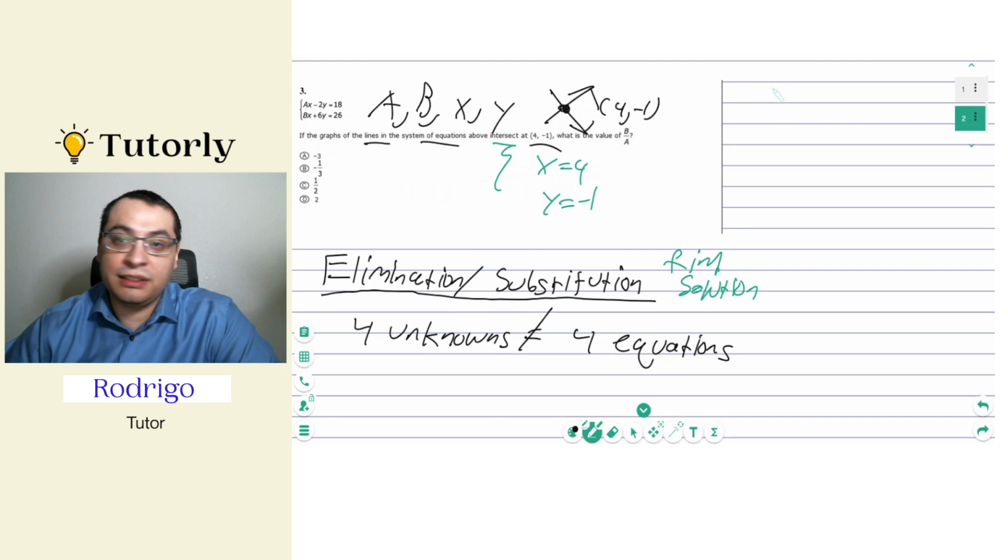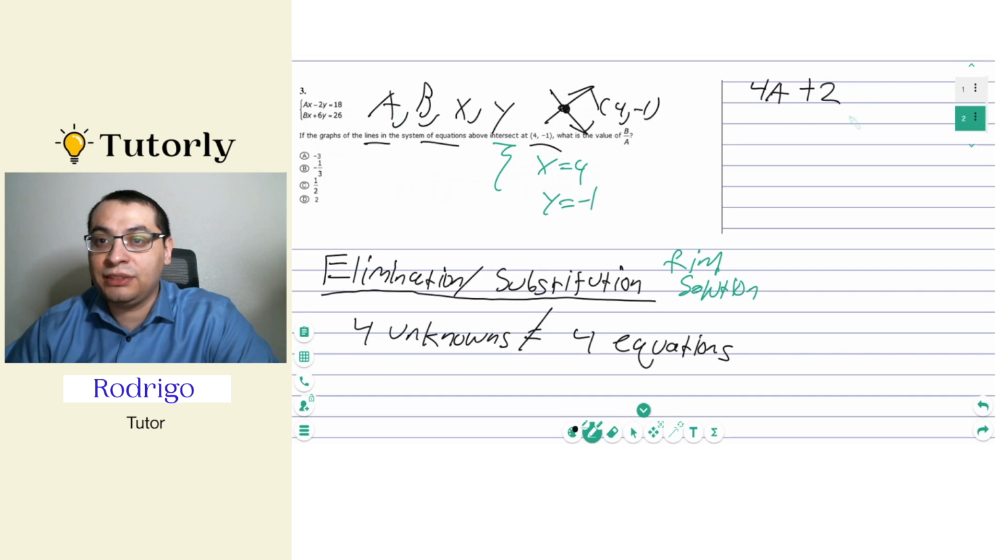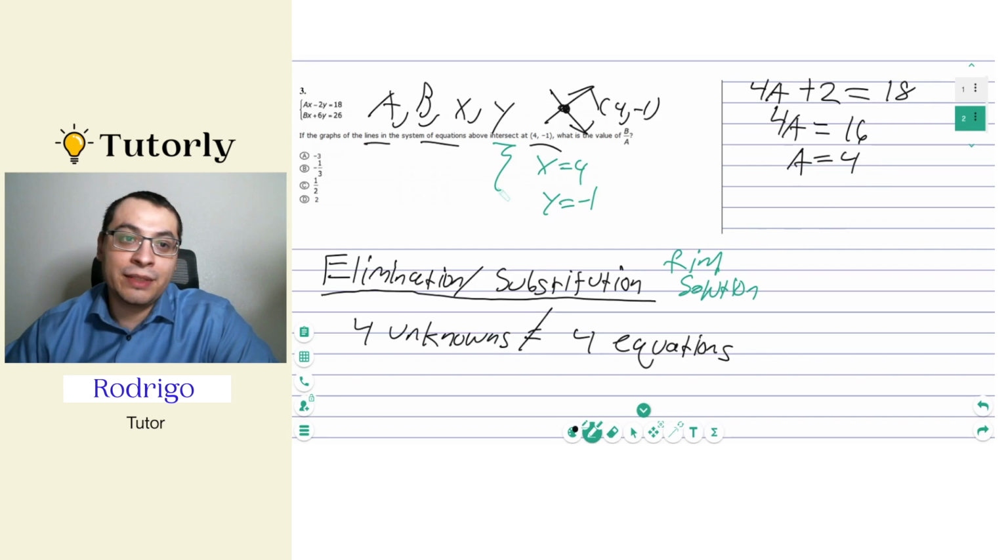So you plug in x is equal to 4, you get 4a, and then -1 for y, minus 2 times -1 would be the same as adding 2, which is equal to the right-hand side of 18. Subtract 2 to the other side, you get 4a is equal to 16. Dividing by 4, you get a is equal to 4.